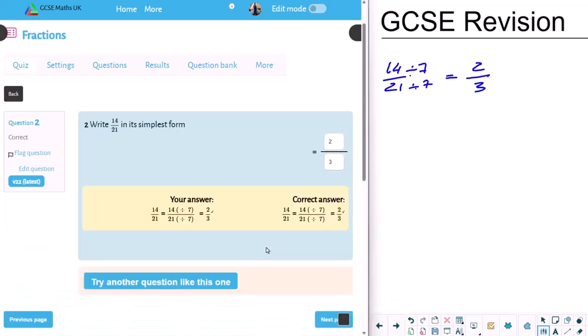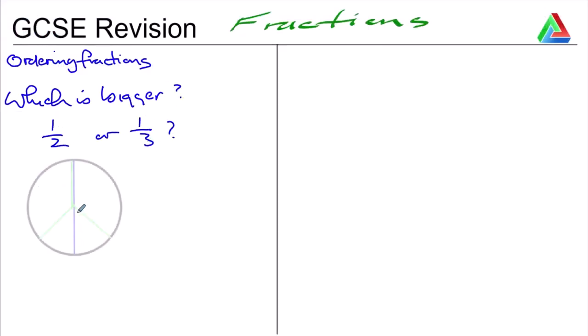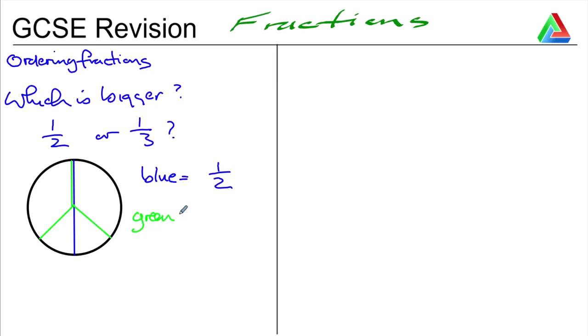Another typical thing you'll get asked in an exam is to put the fractions in order. So which is bigger, a half or a third? If I use my circle again, use blue to split it in half and use green to split it into thirds. I think it's obvious from looking at the circle that 1/2 is bigger than 1/3. Which makes sense, because the more you split it into, the smaller the parts will be. So we get 1/2 is bigger than 1/3.